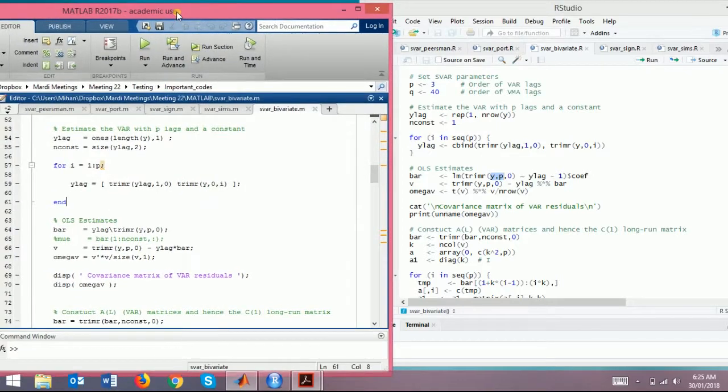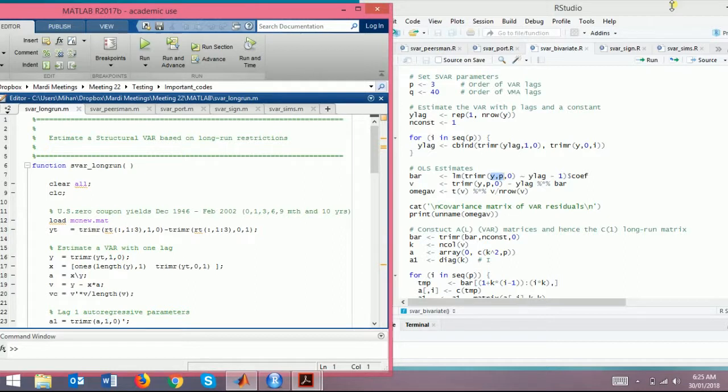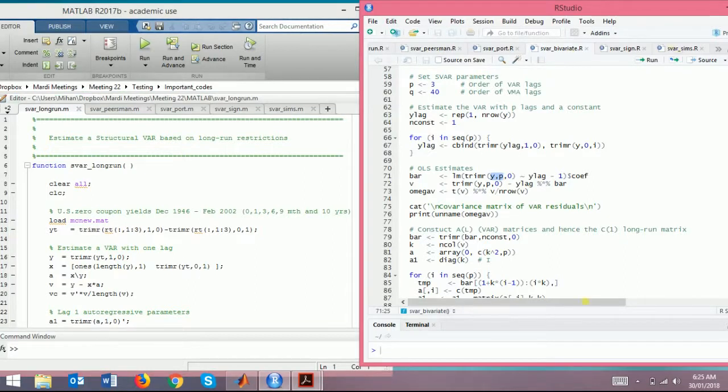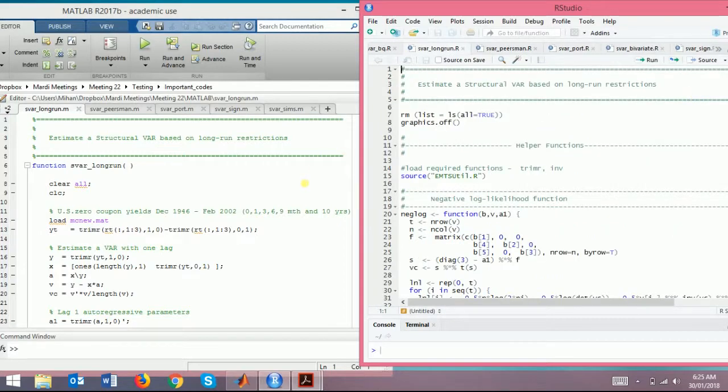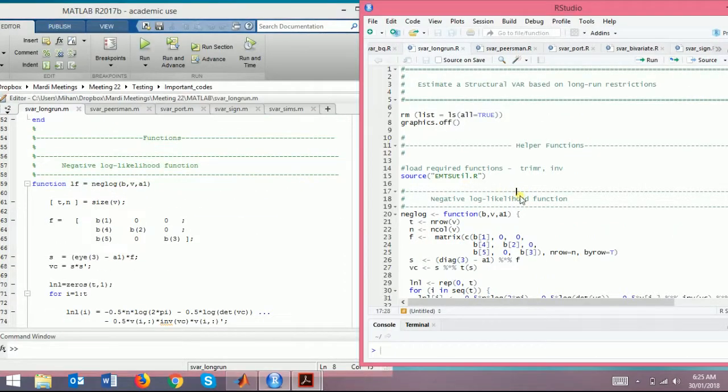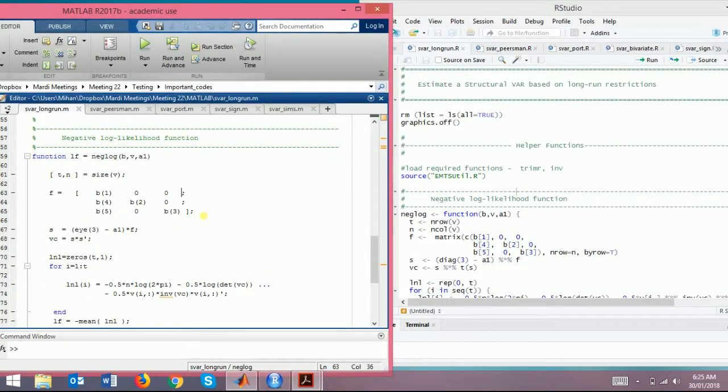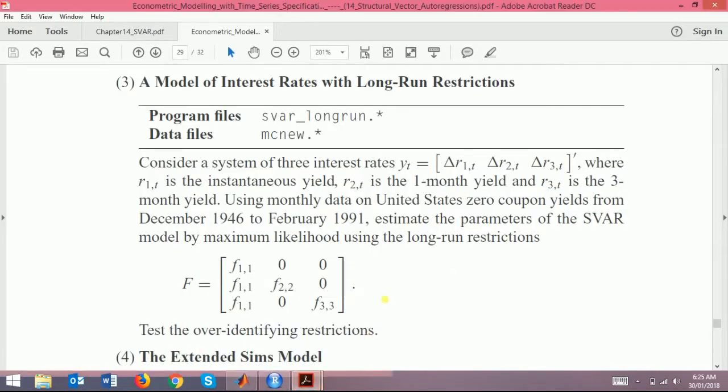So let's look for SVAR long run. We have SVAR long run. Obviously we'll start with the function, and what are our unknown parameters that we have to estimate? V, and what else? Monthly data, 20 parameters.